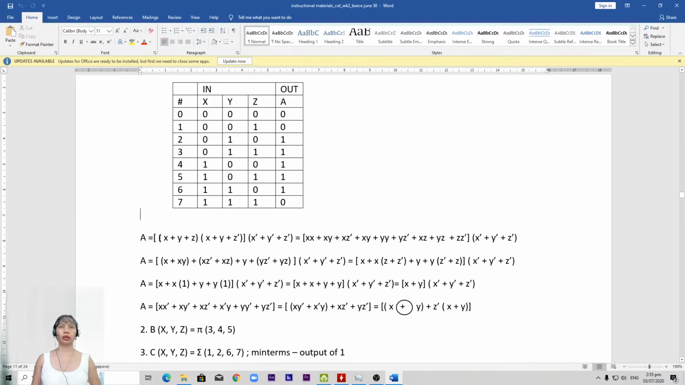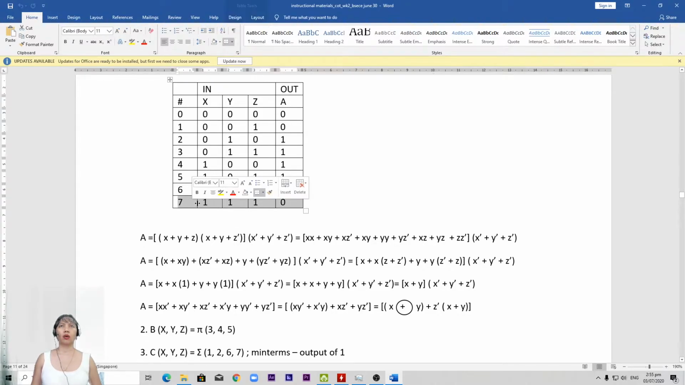So you add first, then you multiply. Again, for the first term, max term 0, we have x plus y plus z. Next term, max term 1, with x is 0, y is 0, z is 1, so we have x plus y plus z prime. Take note that whenever the input is 1, that is primed. Times the third term: x is 1, y is 1, z is 1, so we have x prime plus y prime plus z prime.